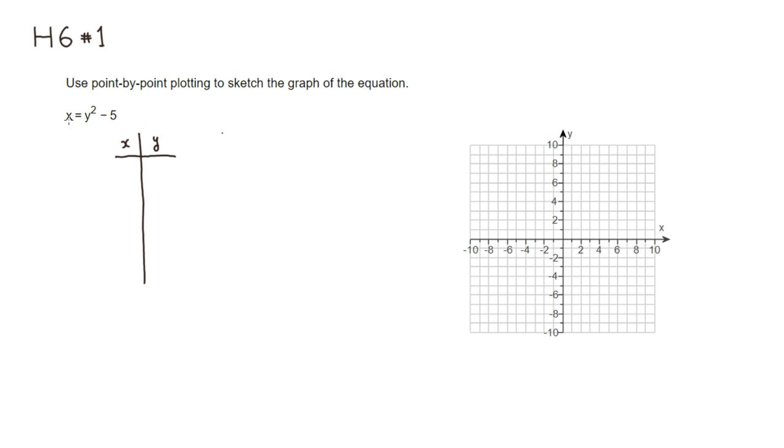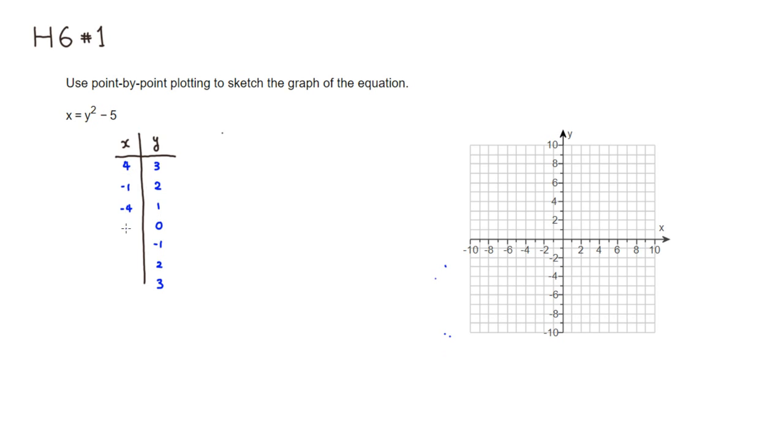Since x is written in terms of y, I'm going to just pick a few numbers for y. I'll try maybe 3, 2, 1, 0, negative 1, negative 2, negative 3. I think that would be plenty, right? So if y is 3, you just plug in 3 here: 3 squared is 9, minus 5, so that's going to be positive 4. Then if it's 2, 2 squared is 4, minus 5, so it's negative 1.